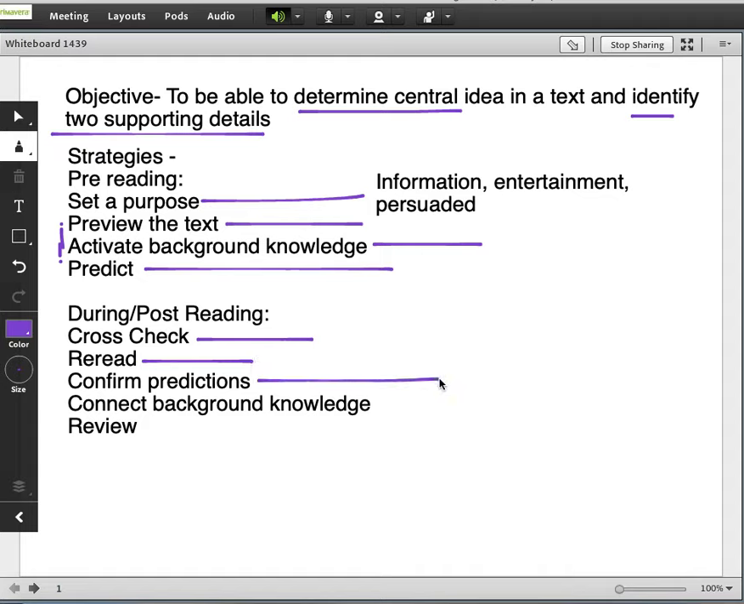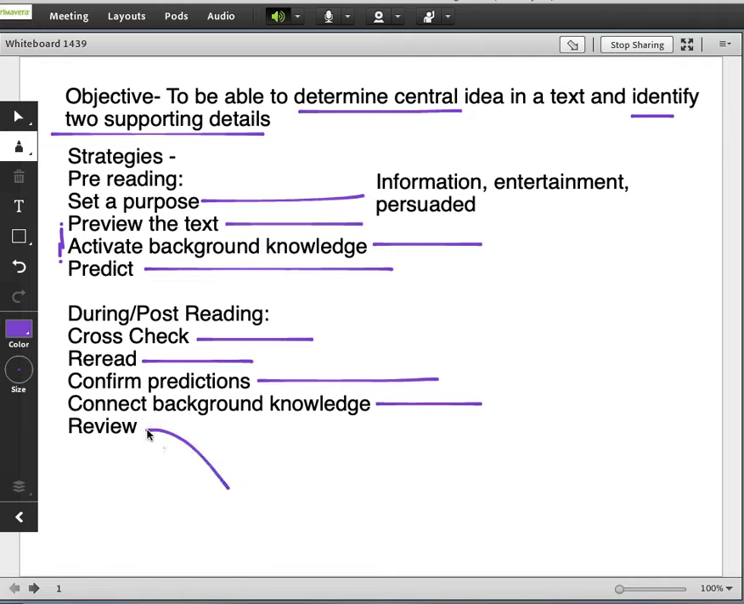Confirm my predictions. Was I right? Was I wrong? How close was I? Connect background knowledge. You're going to do this as you read. Maybe you identify with an experience that a character in the story has gone through, etc.